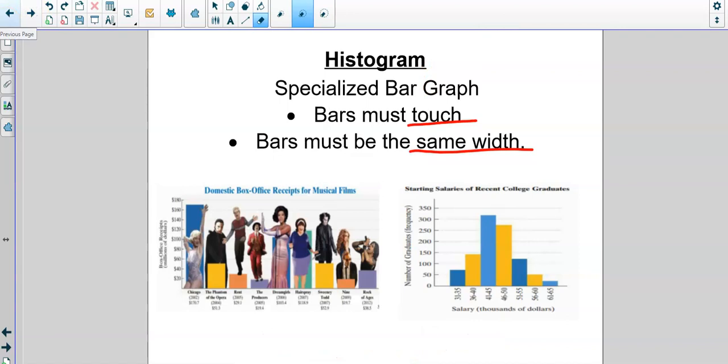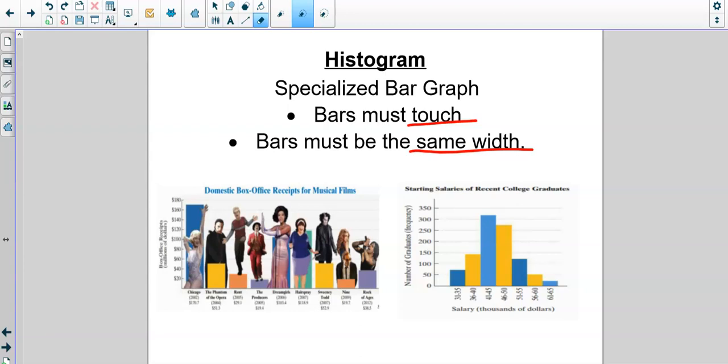So, histograms. Very important that your bars touch, and very important that they're the same width, because all of your classes are the same width. The same numbers apart. So keep that in mind. Again, if you have to make classes, well actually you won't have to make classes. If they talk about classes, they will be given to you. Okay? So they will provide all the information.